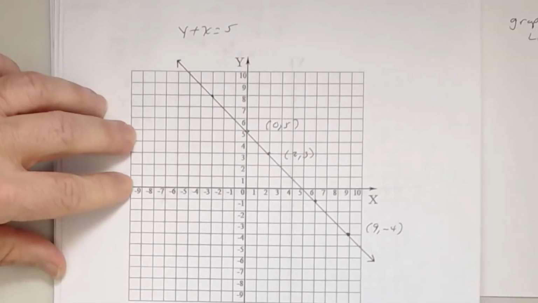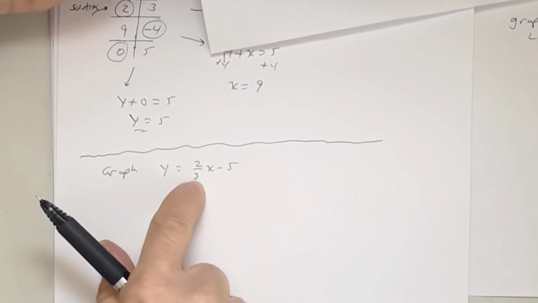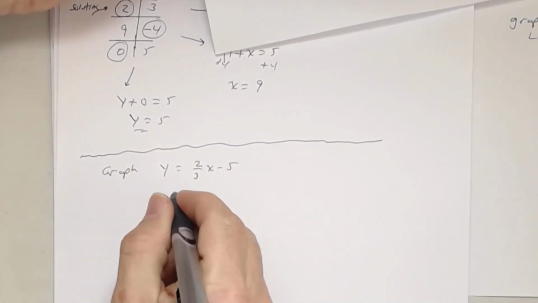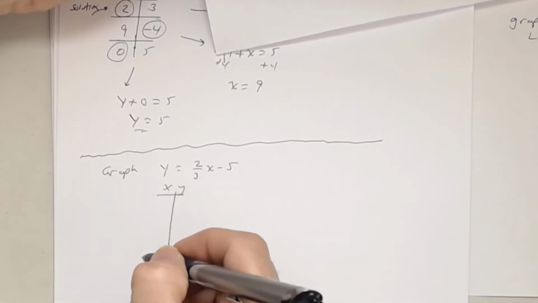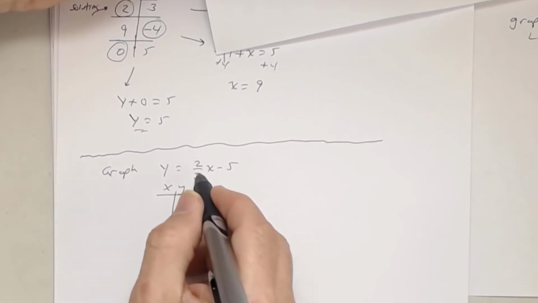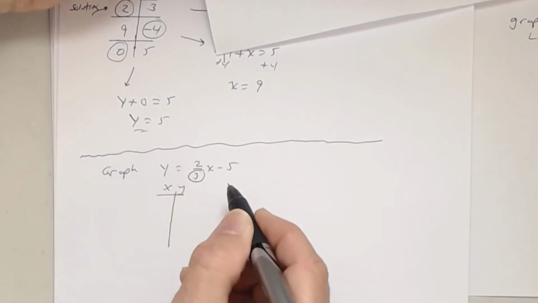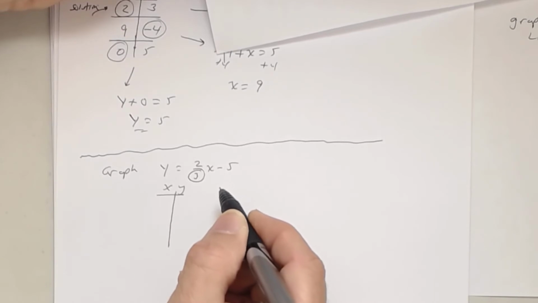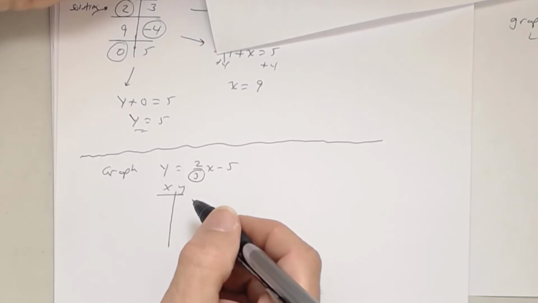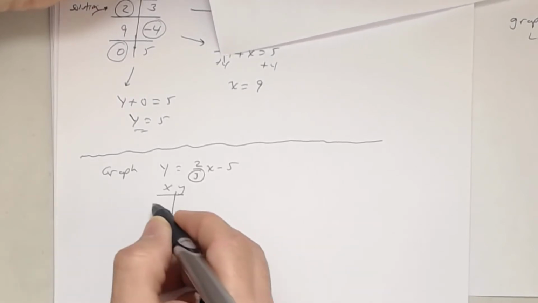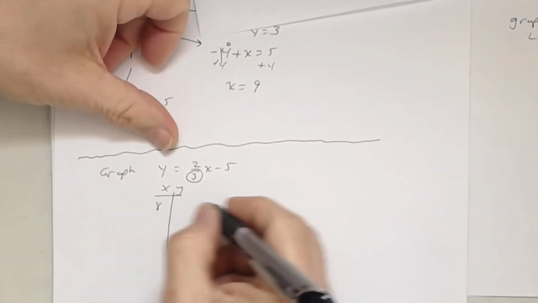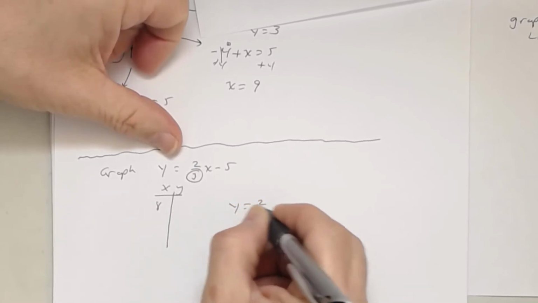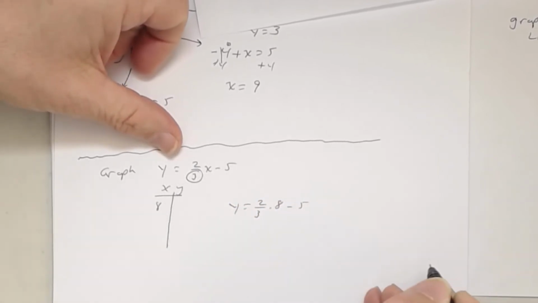So when you have a linear equation and the coefficient of x is a fraction, when you do your t-table, it is easier to choose numbers for x that are divisible by this denominator. Because if you did not, let's say you chose the number 8. I want to show you what's going to happen if I let x be 8. Then I'm going to have to figure out what this is. Y equals 2/3 times 8 minus 5, right?